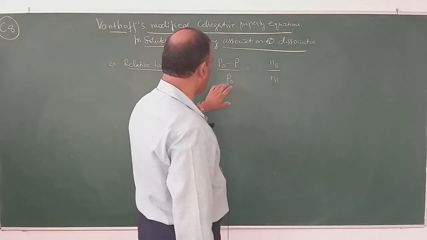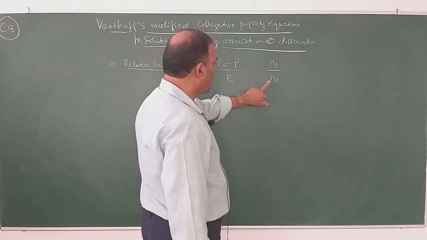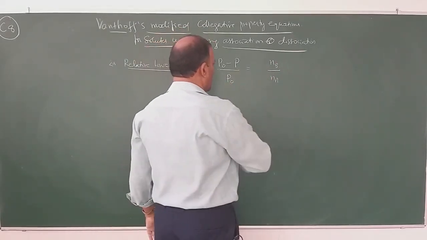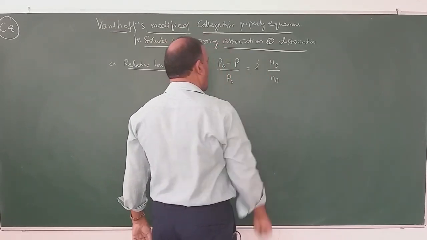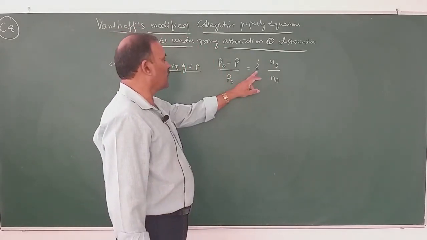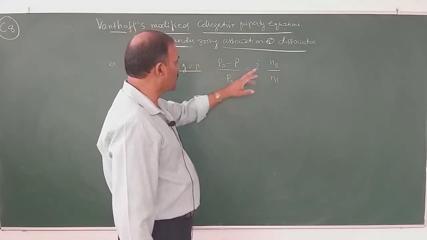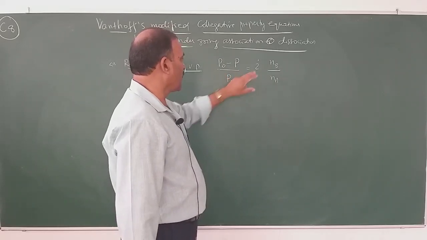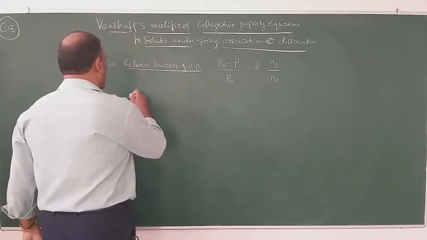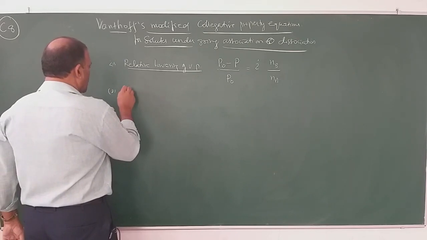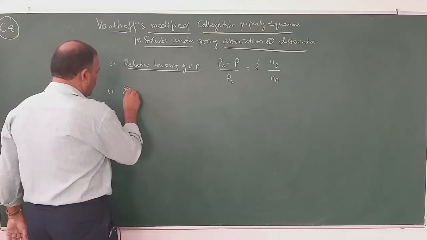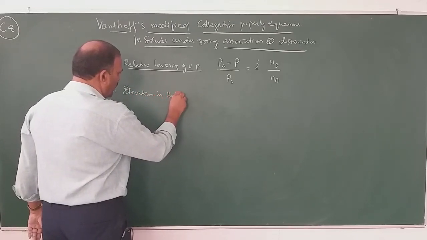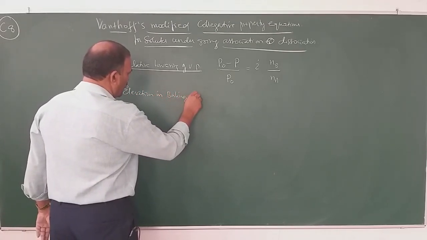P naught minus P by P naught is equal to NB divided by NA plus NB for very dilute solution. This is the ultimate equation. So if you have i for solutes undergoing association or dissociation, this is the equation for relative lowering of vapor pressure, where i is the Van 't Hoff factor. Number 2, elevation in boiling point.